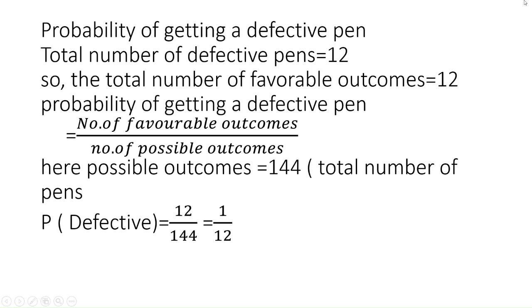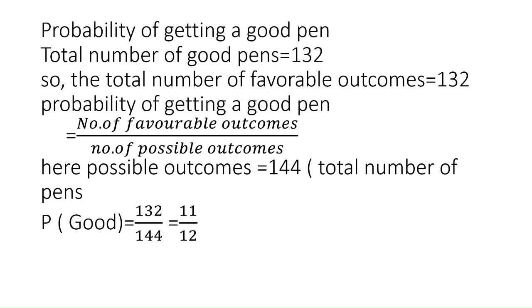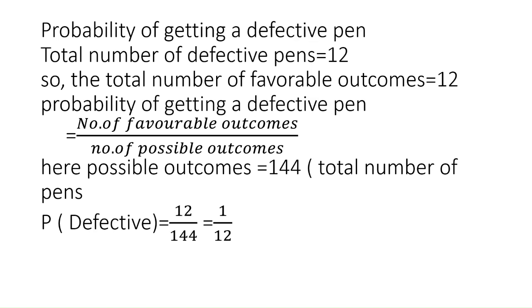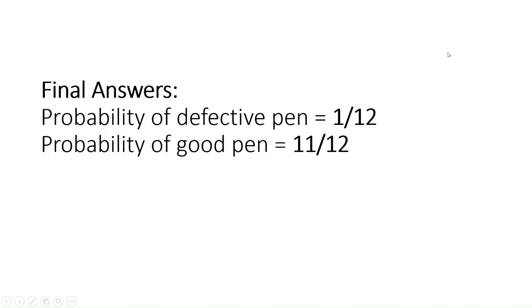So when 12 defective pens are mixed in a lot of 132 good pens, the probability of getting a defective pen will be equal to 1 by 12, and the probability of getting a good pen will be equal to 11 by 12. Okay, right? So the probability of getting a good pen will be equal to 11 by 12 and the defective pen will be equal to 1 by 12.